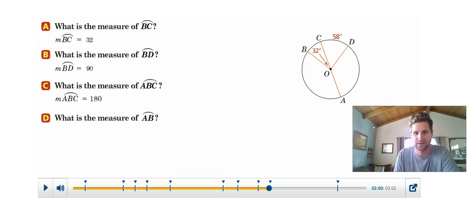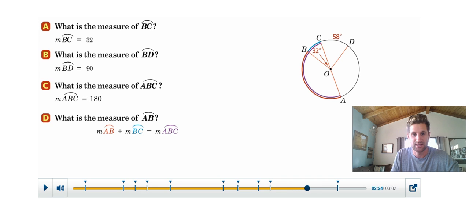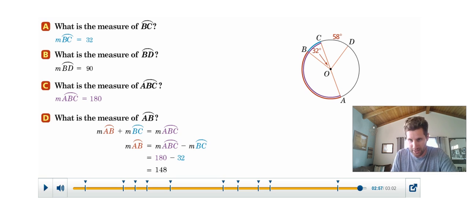And last part is AB. To find AB, we have 32, and if we take 32 away from 180, we should be able to get it. So if we have that whole segment, we can subtract to find it. And that's what we did, subtract on both sides. And we should get 180 minus 32, and we get 148. Okay? So there you go.